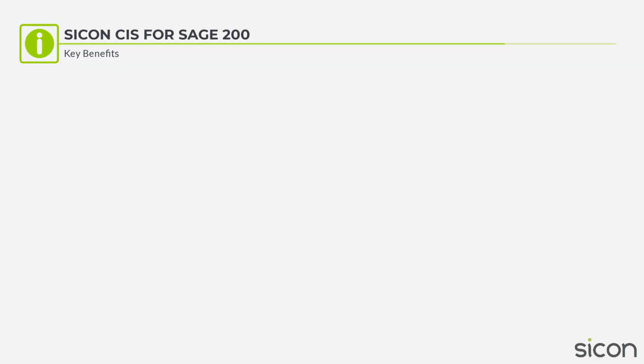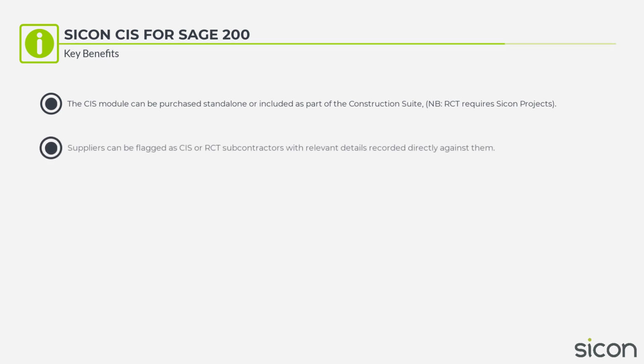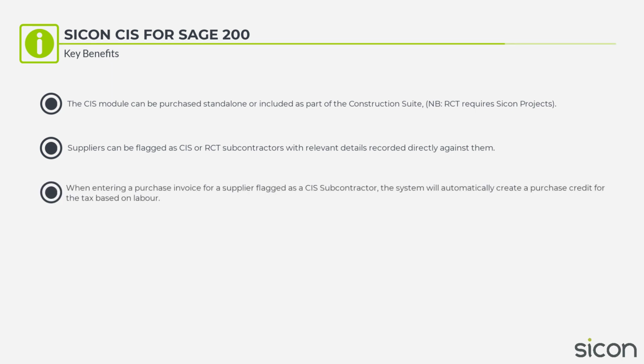Key benefits. The CIS module can be purchased standalone or included as part of the construction suite. Note: RCT requires Sicon projects. Suppliers can be flagged as CIS or RCT subcontractors with relevant details recorded directly against them. When entering a purchase invoice for a supplier flagged as a CIS subcontractor, the system will automatically create a purchase credit for the tax based on the labour.